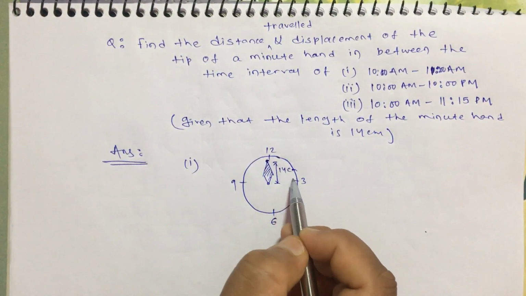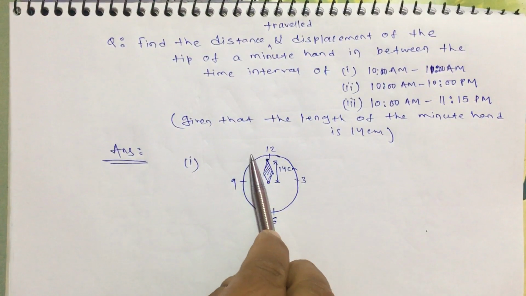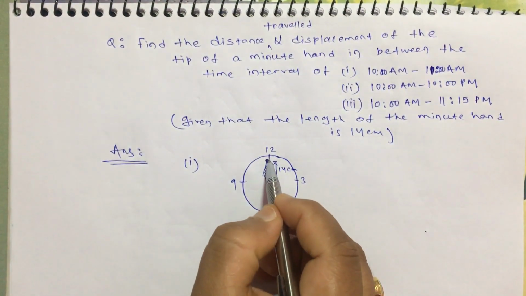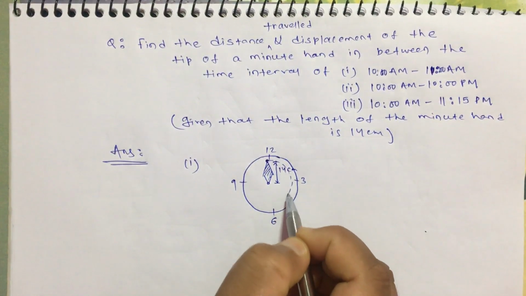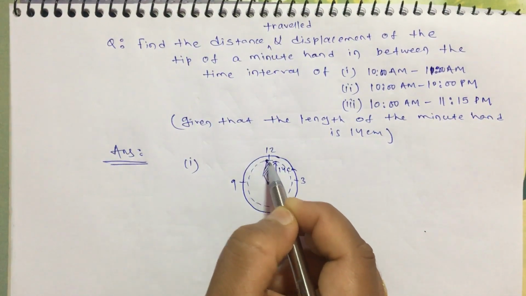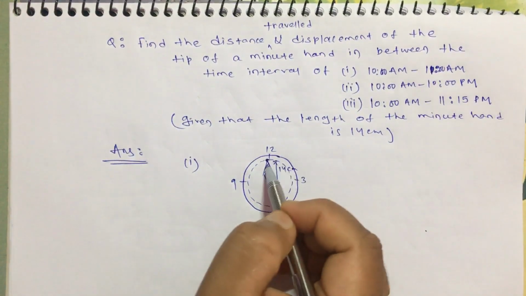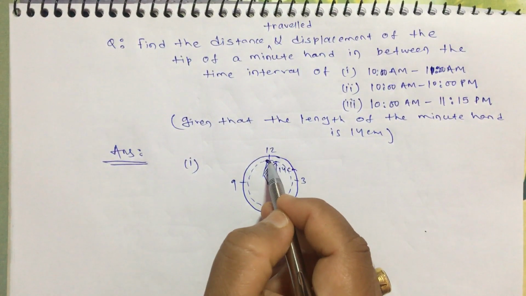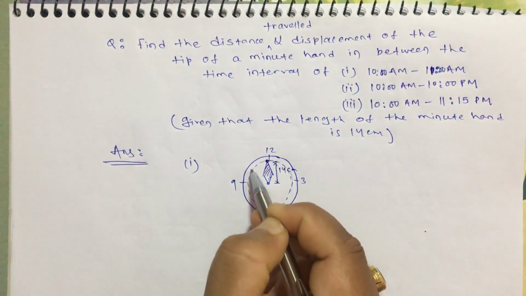It will move like this. The minute hand will move like this, and I have to just see the tip. So the tip will go like this and come up to here again, because at 11 am it will be again here itself. So how much distance is travelled from here to here?